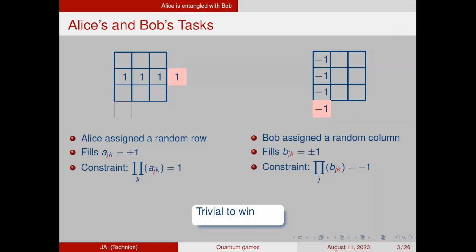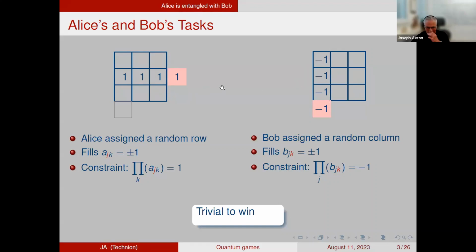Is Bob told which row Alice had to fill out? No, they have no idea. Alice doesn't know what column Bob is given, and Bob doesn't know which row Alice is given. Now, so far, this is a trivial game to win, because they can decide that whatever row Alice is given, she will always put +1, and whatever column Bob is given, he will put -1.